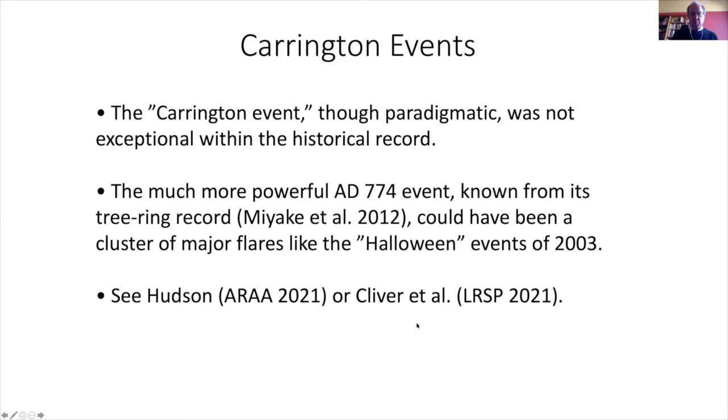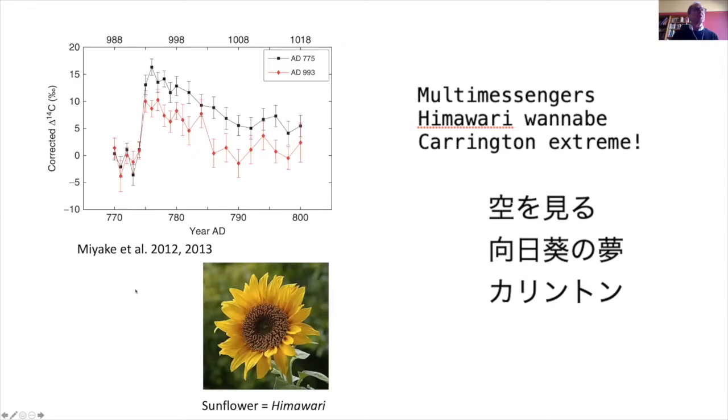But more than that, in the prehistorical record from carbon-14, we've got these tree ring events that Miyake et al. discovered. The point here is just that the carbon-14 record lasts for a few years, and so it's possible to have several solar flares during one of their episodes.